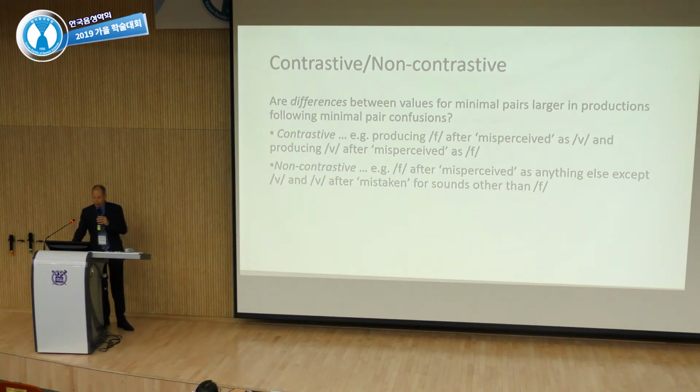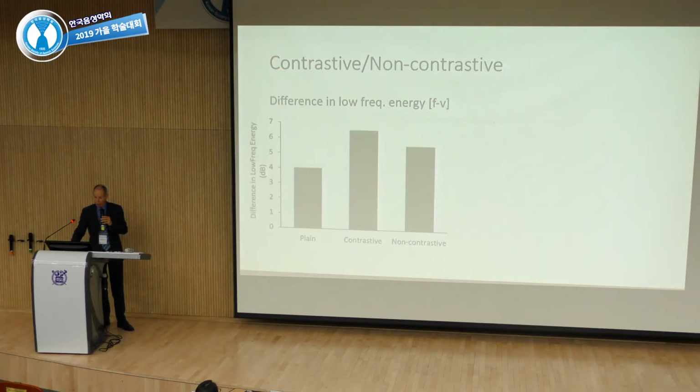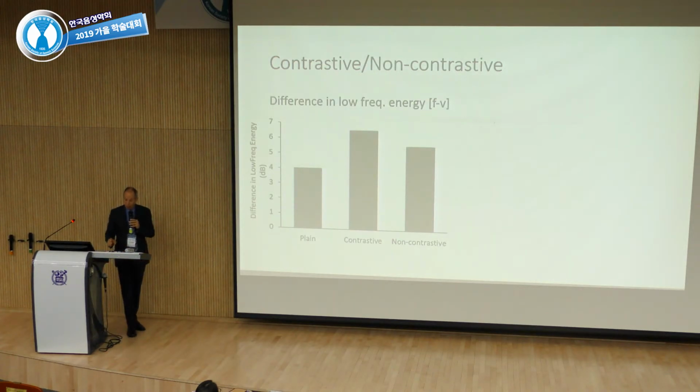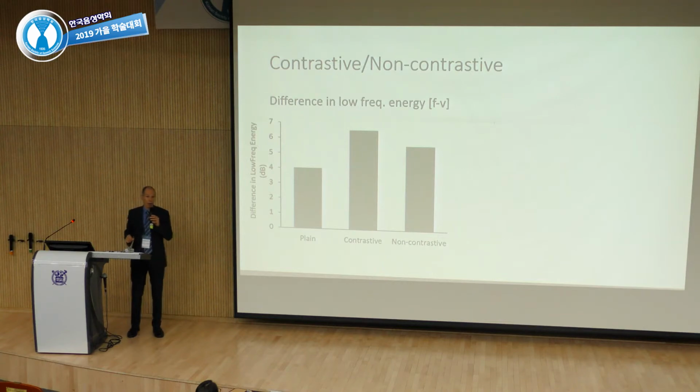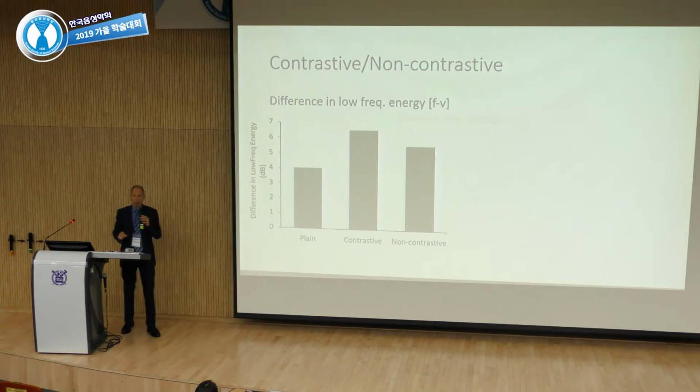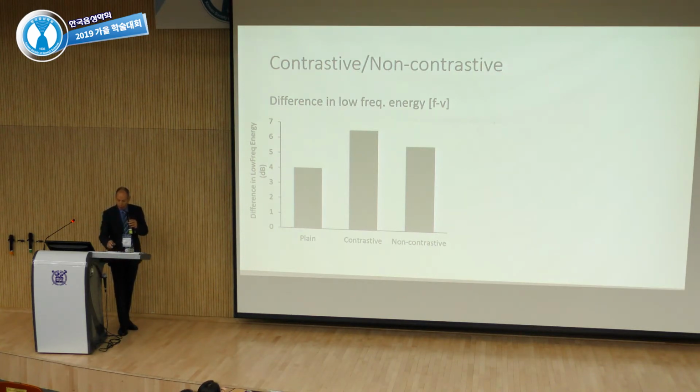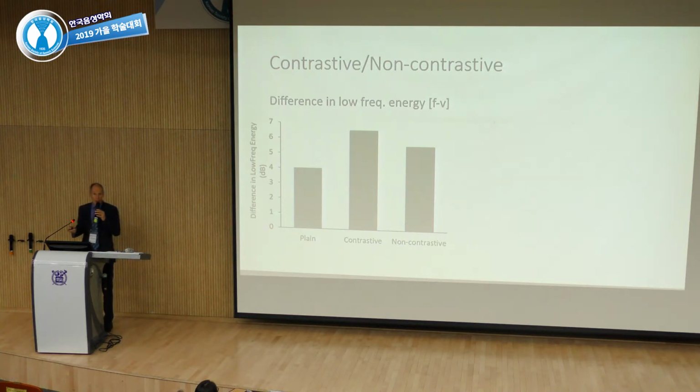So what do we find in those particular cases? I'll give you 2 examples. Here we're looking at the pair f-v, and we're looking at the amount of low frequency energy. Now, low frequency energy is a good indicator of voicing because, of course, vocal fold vibration contains a lot of low frequency energy. So if we look at our plain productions right here, we see that our speakers in plain productions make about a 4 decibel difference between a voiced and a voiceless fricative, between an f and a v. So they distinguish the two.